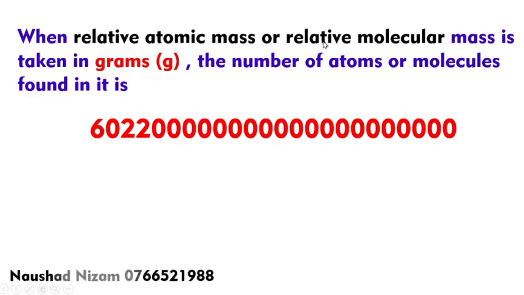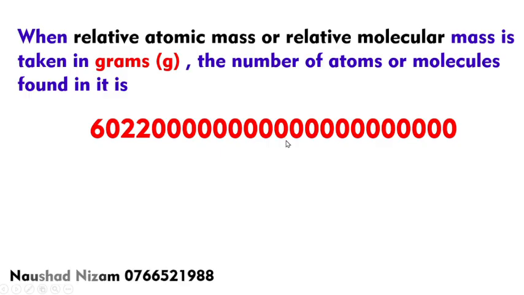Relative atomic mass or the relative molecular mass is taken in grams and you get this number of atoms or molecules. That is constant. That means if you take calcium as 40 atomic mass, take 40 grams, and you get this number of calcium atoms, 6022 and 20 zeros. And take oxygen atomic mass as 16 and make it into grams, you get 16 grams, and then count how many oxygen atoms are found in 16 grams. Again, you get the same number.